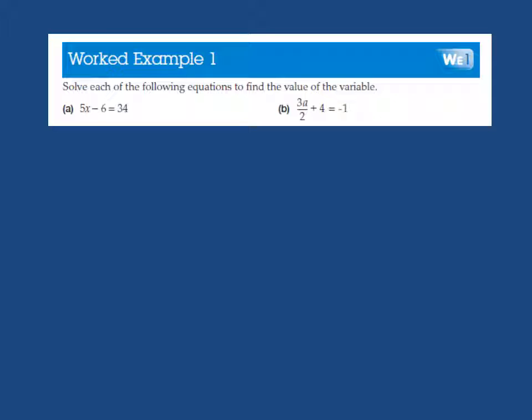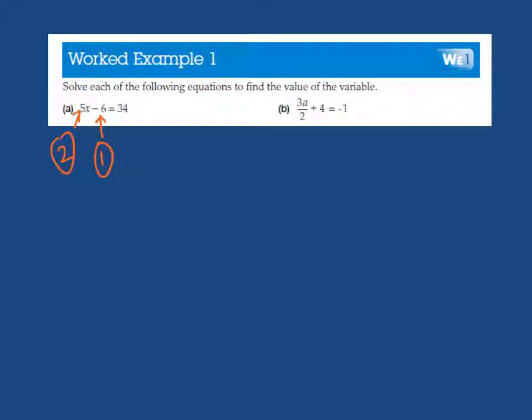When we do these equations, there's a definite sequence we go through. Number one, the first thing we deal with is that constant on the end there. We get rid of it first. The next thing we deal with is the coefficient there. We get rid of that.